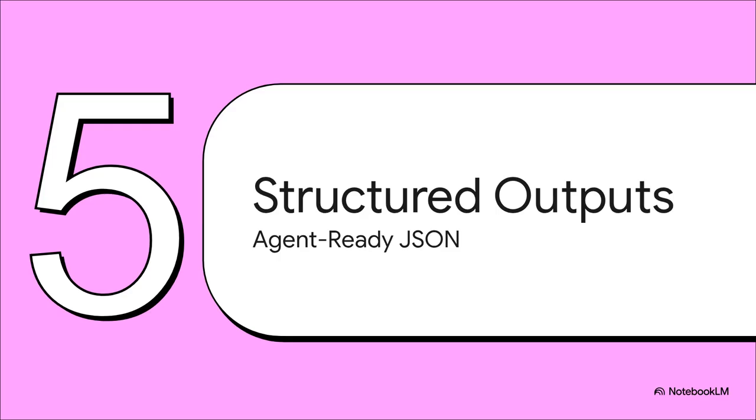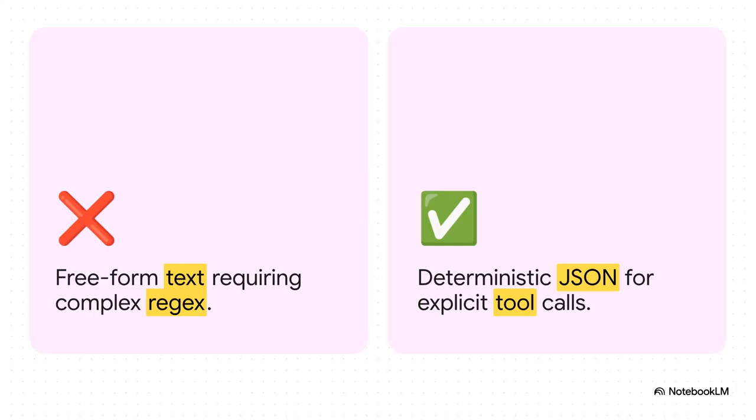Moving to Section 5, Structured Agent Outputs. This is where we get into agent-ready JSON. Highlight the visual contrast here. The old way, the LLaVA way, was to spit out free-form text with coordinates just shoved inside tags.